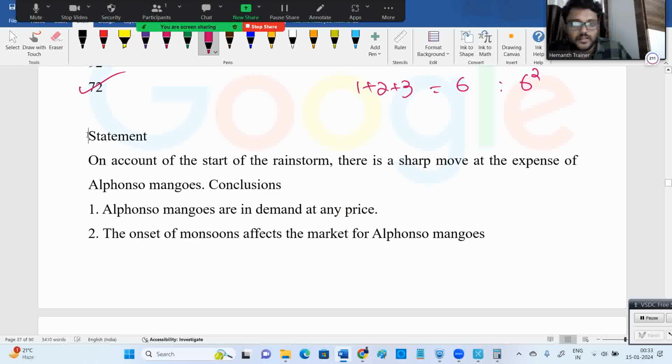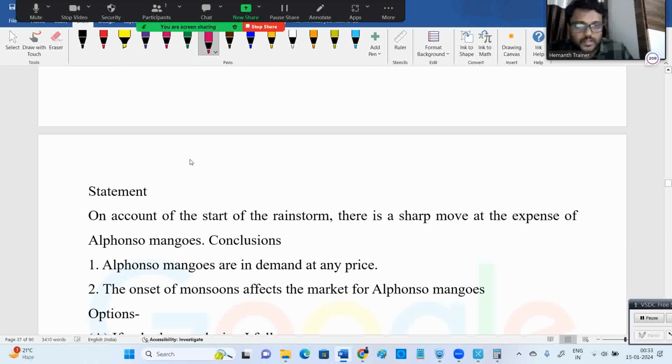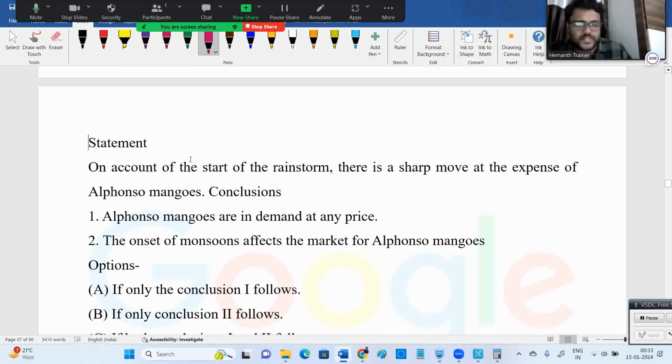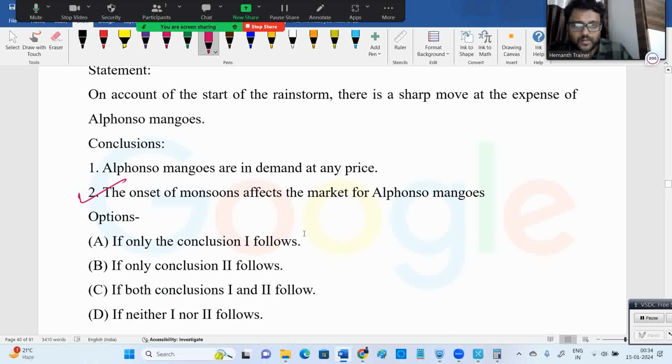So here, on account of the start of the rainstorm, there is a sharp move at the expense of mangoes. Here mangoes price increase because rainstorm means crops will be damaged, so that's why the price is increased. Okay. So, Alfano mangoes are in demand at any price. The onset of monsoons affects the market for mangoes. Yes, monsoon affects, because of that monsoon effect, rain effect. Okay, market for mangoes is there.